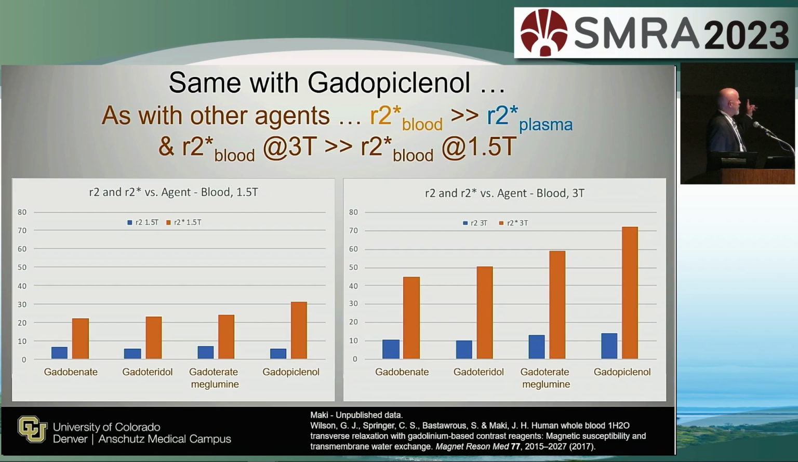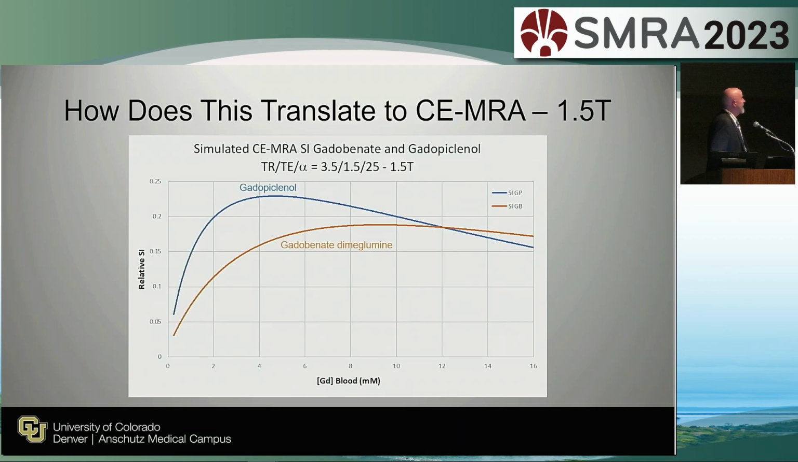On the left there are the 4 different agents we looked at, on the left at 1.5T, on the right at 3T, and you can see how high the R2 star relaxivity is in blood. It also happens to be highest for gadopiclinol, which, if anyone here does dynamic susceptibility contrast imaging, you might want to take note of. Could be quite interesting. So what does this mean for MRA? Well, I know what the R2 star in blood is for all these agents. I know what the R1 is going to be for all these agents at different concentrations. So what I've plotted here is what the signal intensity would be for an MRA, and I think this is kind of exciting, and I hope people can feel similarly.